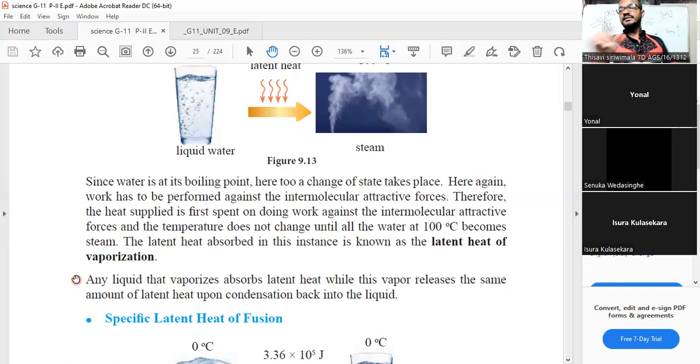Any liquid that vaporizes absorbs latent heat, while this vapor releases the same amount of latent heat upon condensation back into the liquid. That means if you condense steam back into water, the absorbed latent heat will be released.